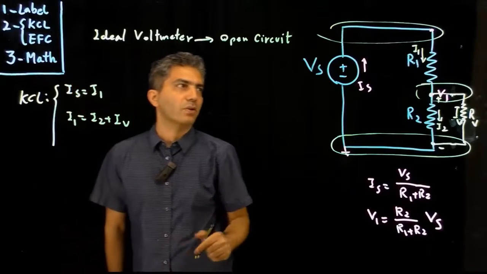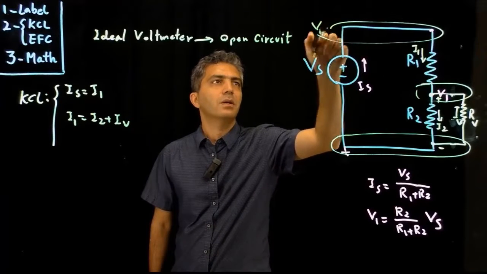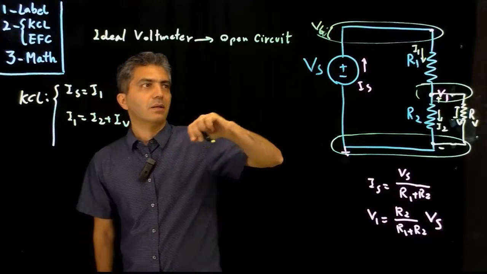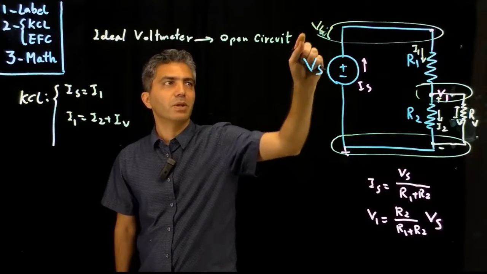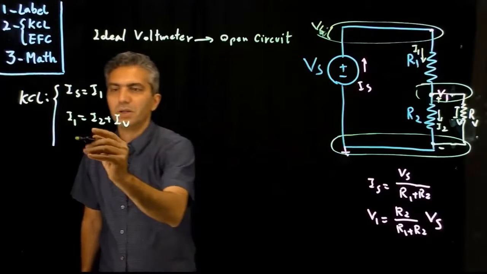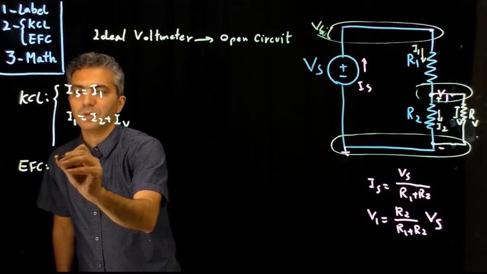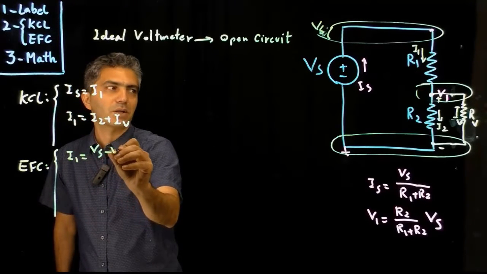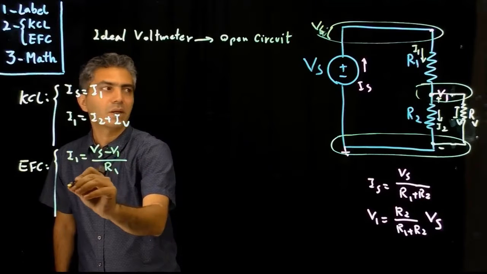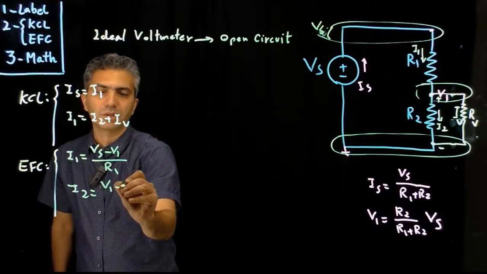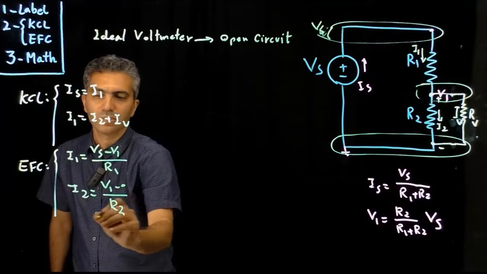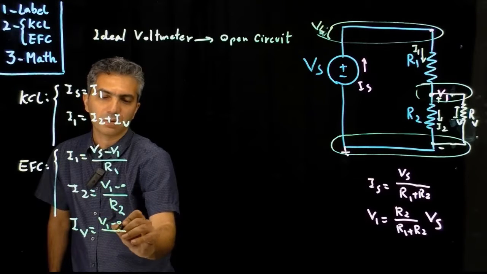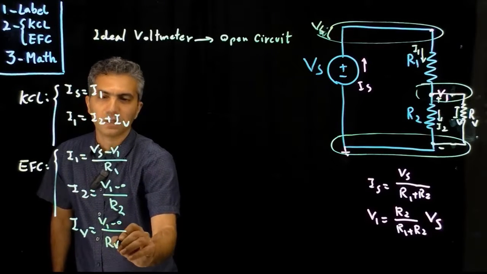Then I move on to equations for components. This voltage up here is Vs. Again, I'm writing the equation for this component when I'm labeling that, so I don't have to write the equation for this component. Now, for R1, equations for components: I1 is equal to Vs minus V1 divided by R1. I2 is equal to V1 minus 0 divided by R2. And IV is equal to V1 minus 0 divided by RV.